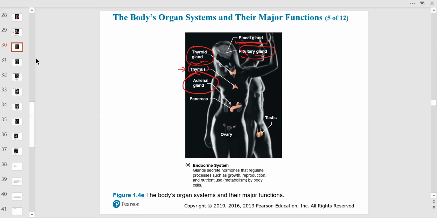In fact, if it's too overactive, it could create like an autoimmune condition, which is a hyperactivity of your T cells against your normal tissue. This is my favorite, the adrenal gland.